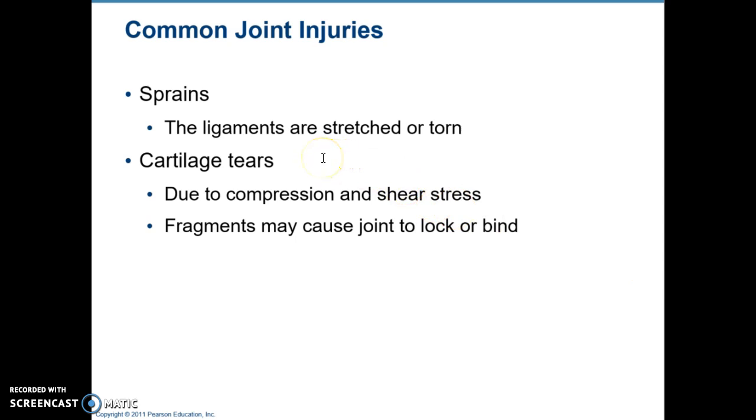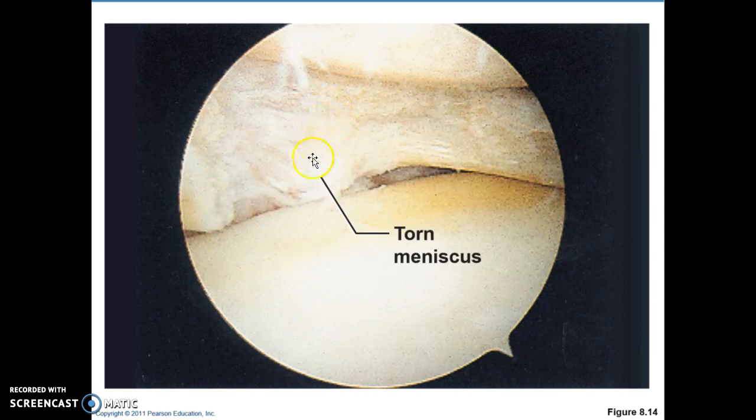I wouldn't worry about cartilage tears. I don't know how to ask questions about that. Here's an example of a cartilage tear right here, all of this rough looking stuff that's not smooth like that. That is a tear in the meniscus of somebody's knee, so that's a tear in the fibrocartilage.